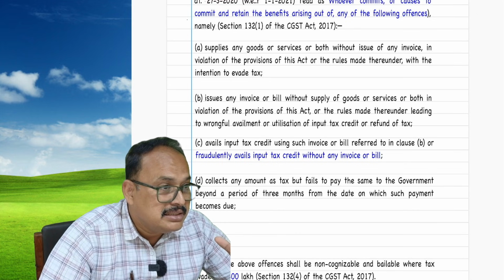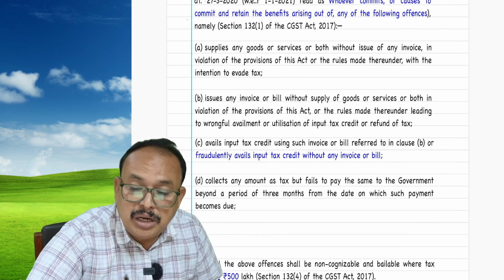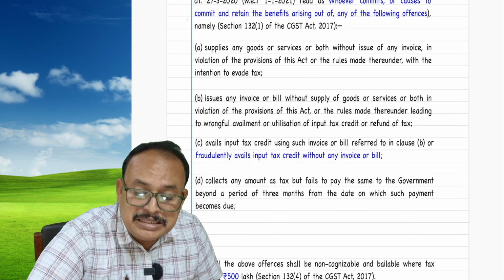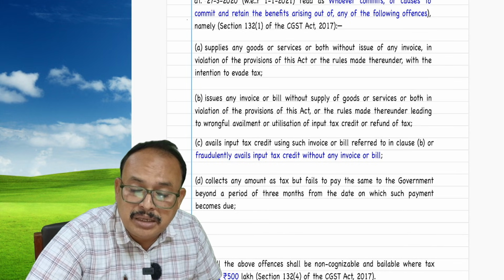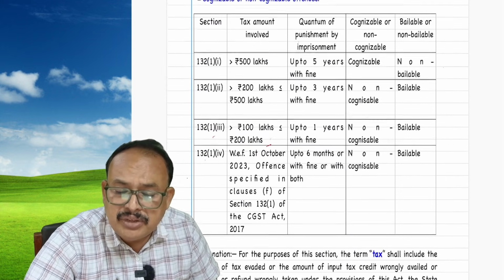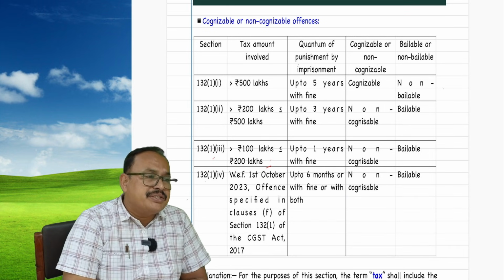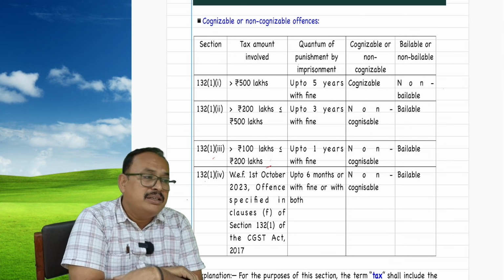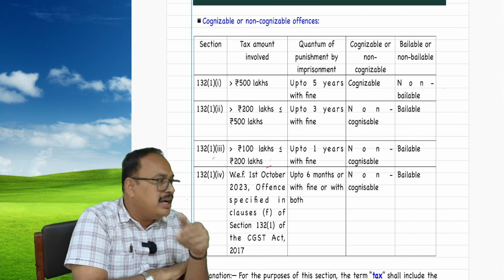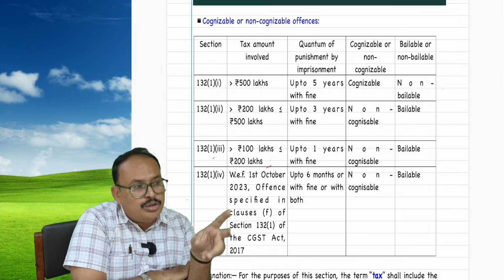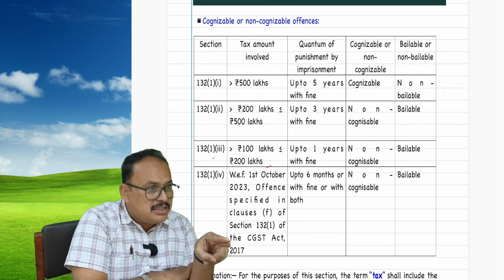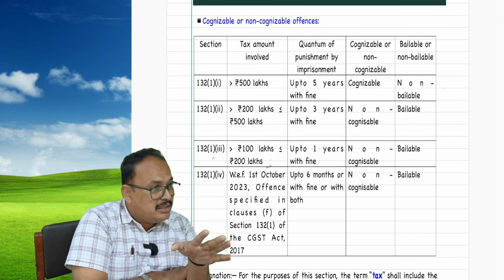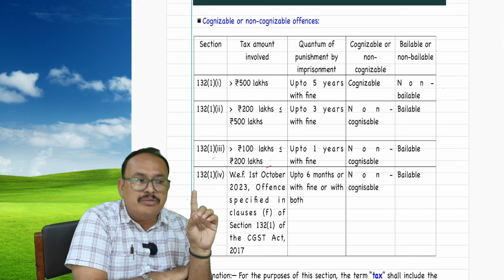100 lakhs, namely 1 crore, or more than 1 crore, depends upon the values. For an offence of more than 1 crore rupees but not exceeding rupees 200 lakhs, that is, more than 1 crore and less than or equal to 2 crores, the offence is bailable and non-cognizable. If the offence is proved, the imprisonment is a maximum of 1 year.